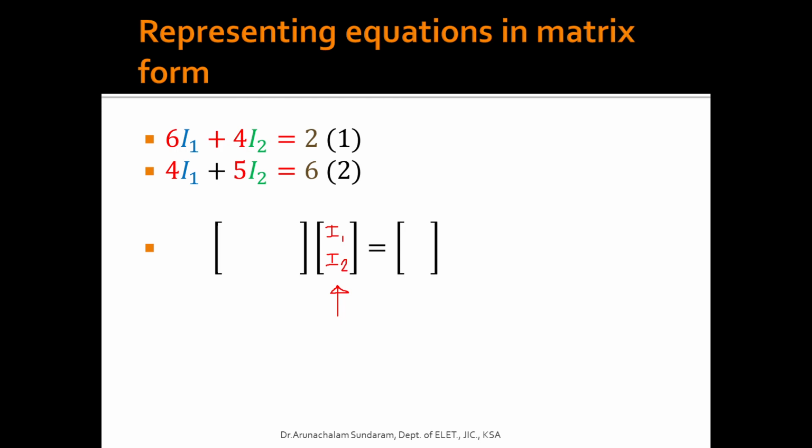Now what about this one? This one is for equation 1. So write equation 1. This row is going to be for equation 1, and the next row is going to be for equation 2. So you have to remember, the rows are the equation number. What about the columns? The first column is for I1. The second column is for I2. So this is the idea.